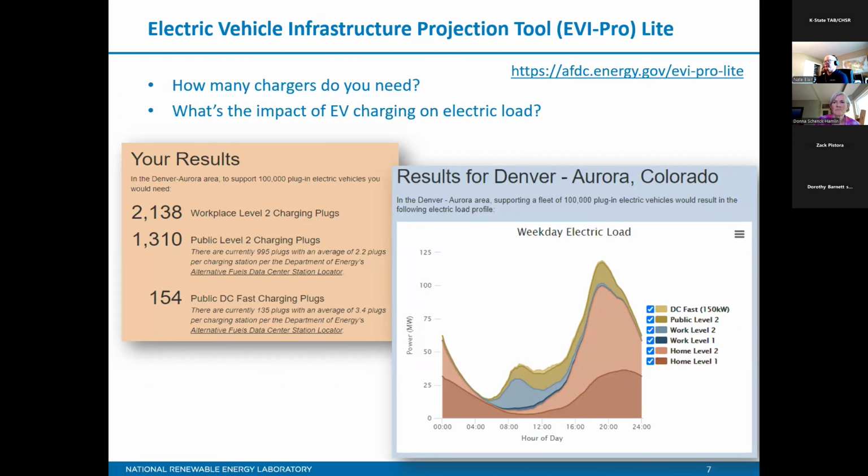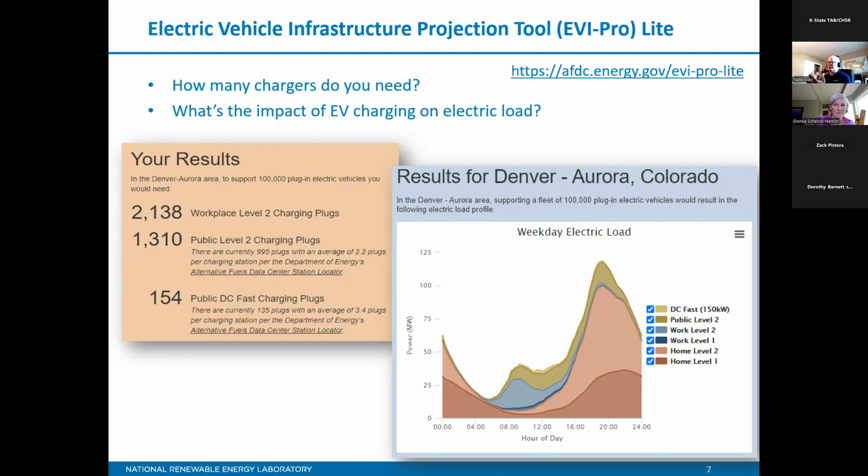Also, on the local or regional planning side, NREL has a suite of tools around optimizing EV chargers. Trying to help the deployment of EVs is an interesting one because it's a combination of OEMs, consumers, infrastructure stakeholders, and government, right?